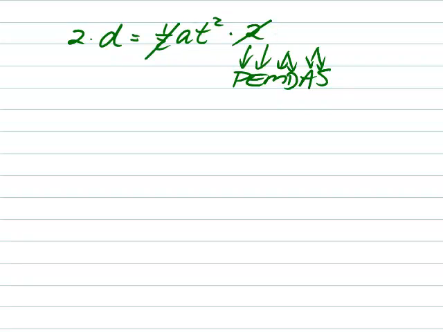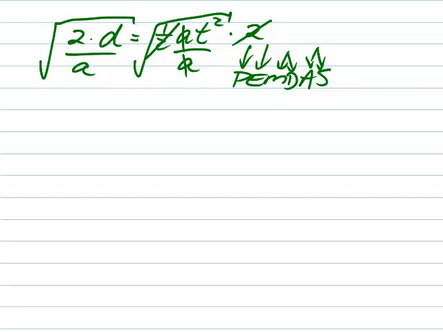What else is happening to the t squared? It's being multiplied by a. How do you undo multiplication by a? You divide by a, but you have to do it to both sides. The a is canceled, because a over a is equal to 1. And lastly, we have t squared is equal to 2d over a. How do we undo that squaring? We take the square root of both sides.